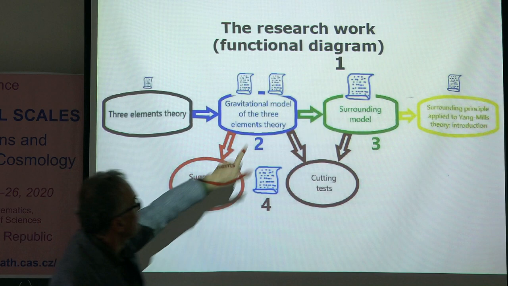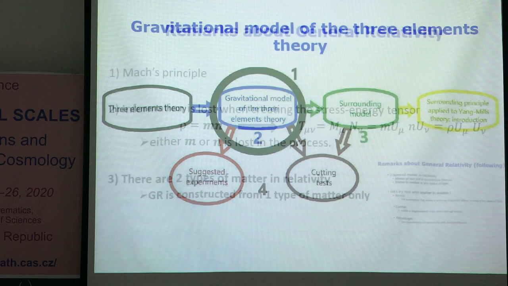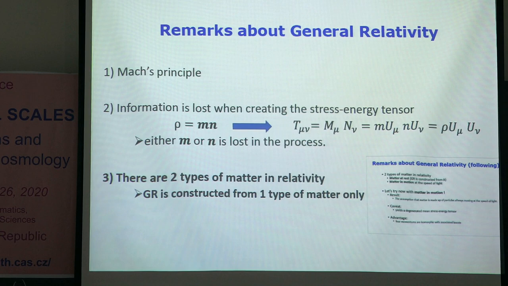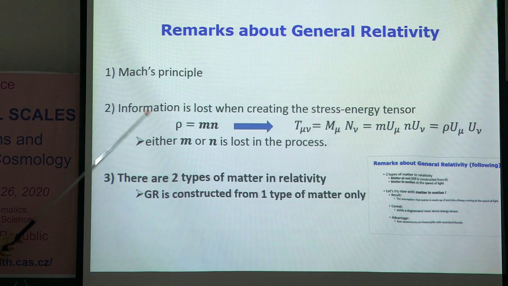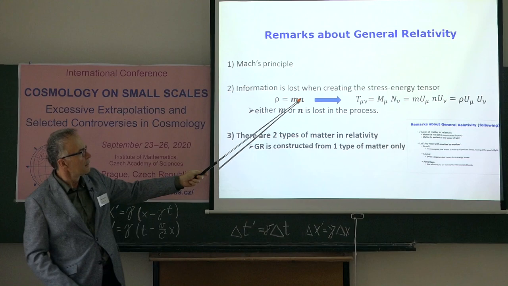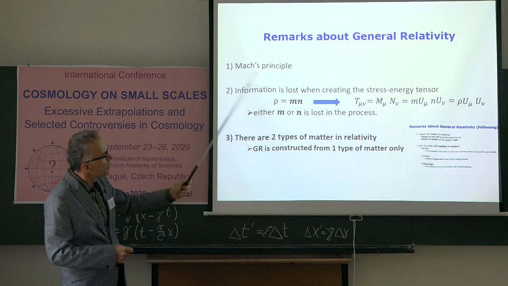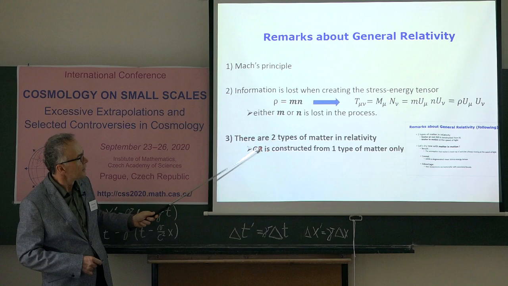So let's go into the gravitational model of the three-element theory. So we are here now. What are the motivations for this model? There are three main motivations. This one is full of polemics, so I won't go into details, but nevertheless, it's a motivation. This one is about losing information when you create matter density. It's a multiplication of the mass of a particle with the density of such particles. When you only focus on rho, you lose information about either m and either n. And mainly, this is the most important motivation.